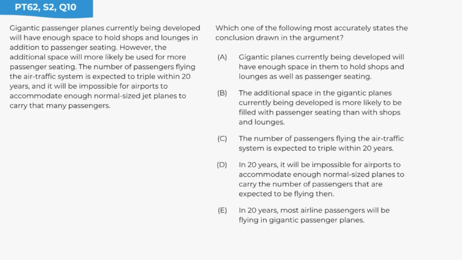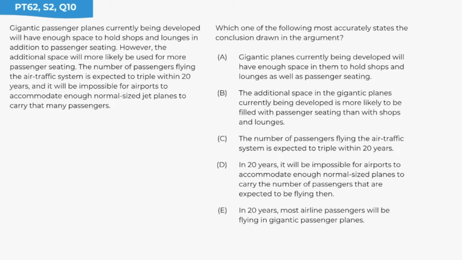All right, so it says, gigantic passenger planes currently being developed will have enough space to hold shops and lounges in addition to passenger seating. However, the additional space will more likely be used for more passenger seating. The number of passengers flying in the air traffic system is expected to triple within 20 years. And it will be impossible for airports to accommodate enough normal-sized jet planes to carry that many passengers.